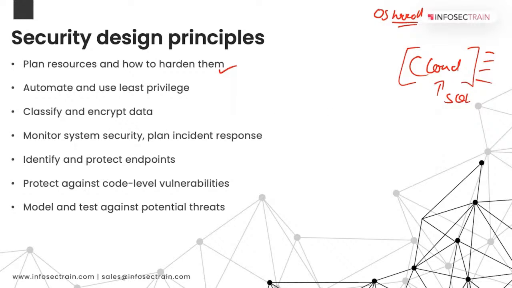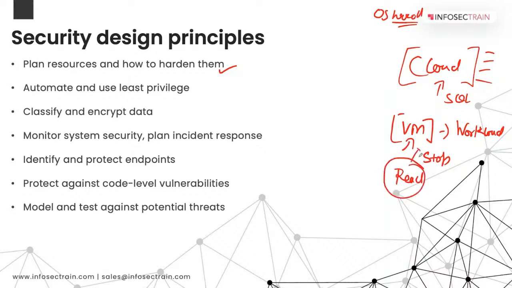Then we talk about automating and using least privilege. When we are talking about least privilege, say there is a VM running, and in this VM a very important workload is running, right? You don't want someone to go ahead and stop it. So only a few limited people should have the right to start or stop a VM. Maybe just read access you can give to most of the people. Yes, you can go and see that there is a VM, but you cannot change its state.